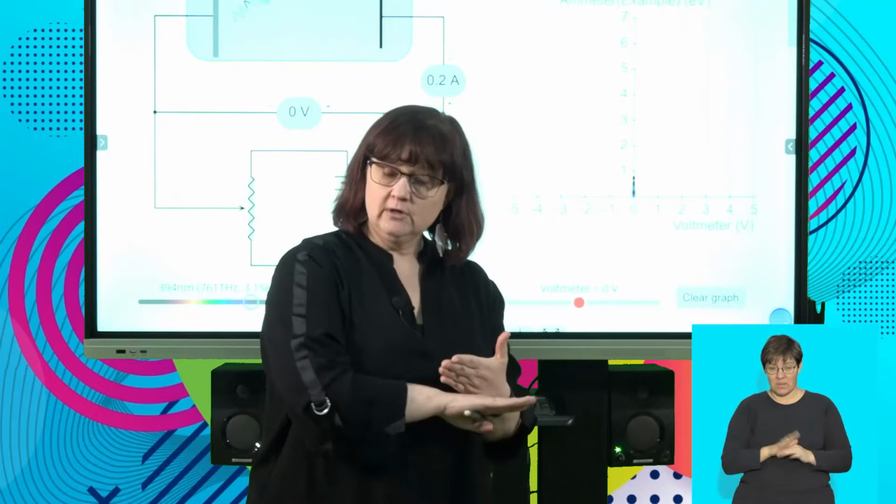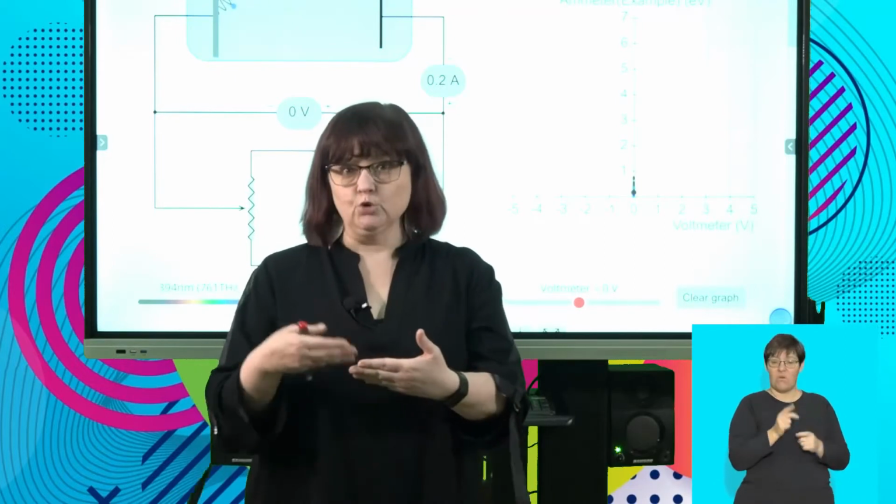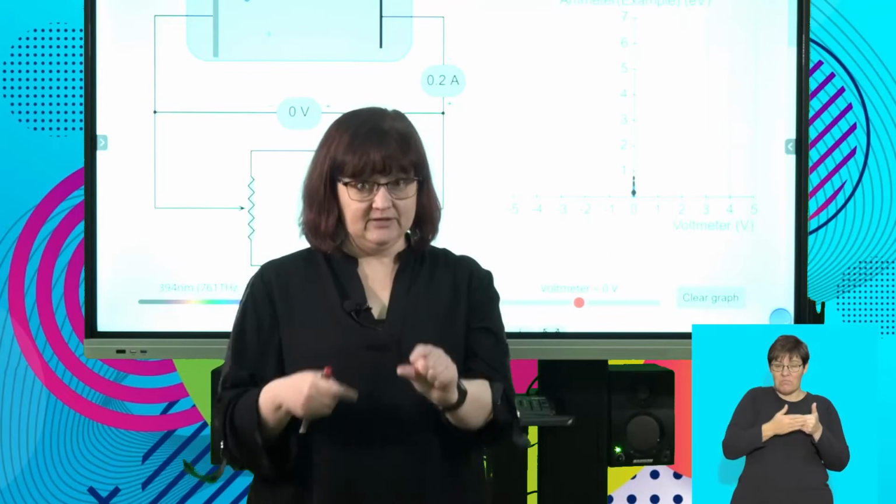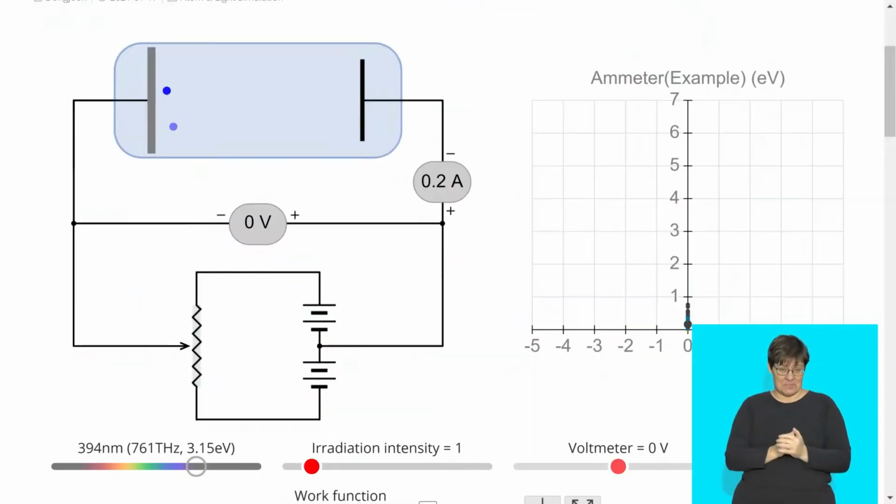And the faster they move, the bigger the current, because the current is charge passing a point per unit time. They're moving faster, we'll have more charge in the same time periods. If now I make it brighter, look at that.